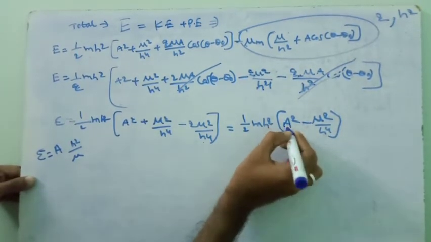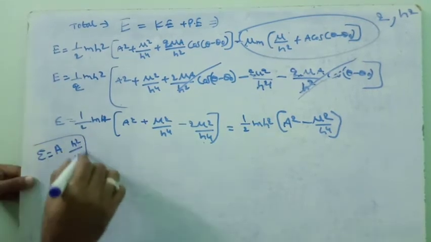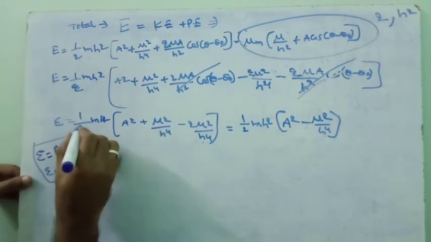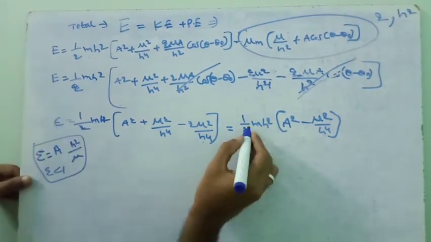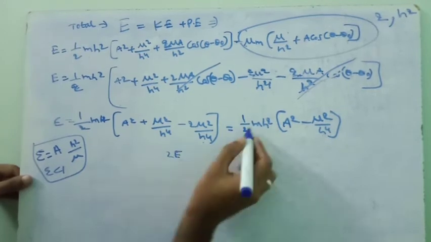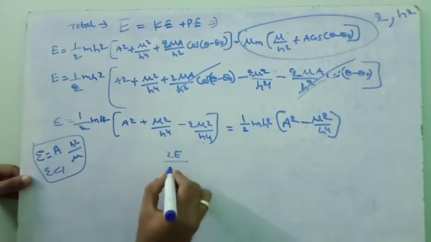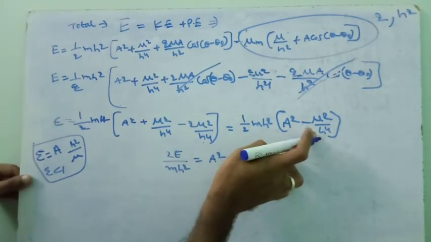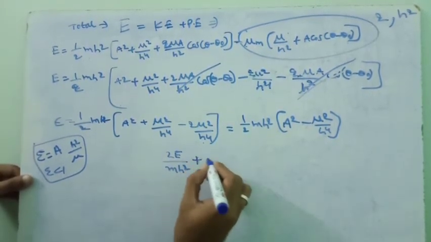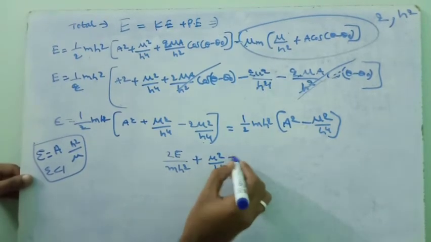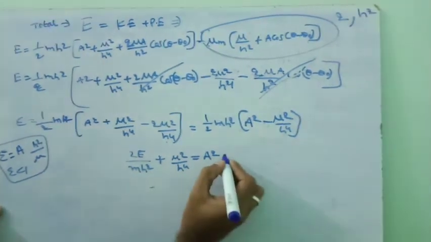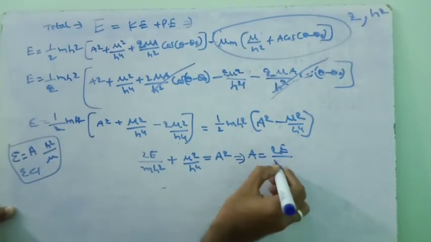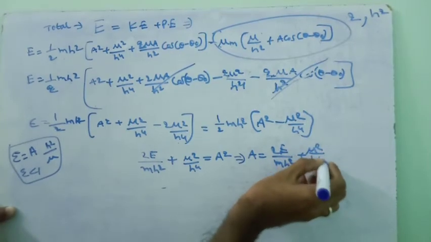Here eccentricity has the value a, so we have to substitute the a value in eccentricity to show that eccentricity is less than 1. So we need the a value. We have this equation, so we send the remaining terms to this side. We send 2E this side, and m by h square is multiplying here, so it comes as m by h square dividing, equal to a square, and this term is subtracting, so it becomes addition, mu square by h power 4 equals a square. Finally a equals 2E by m h square plus mu square by h power 4, whole power 1 by 2.